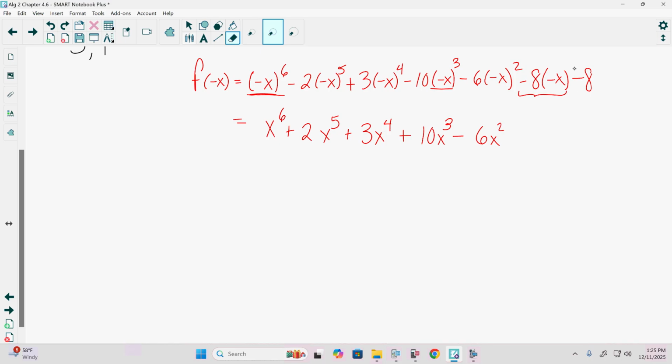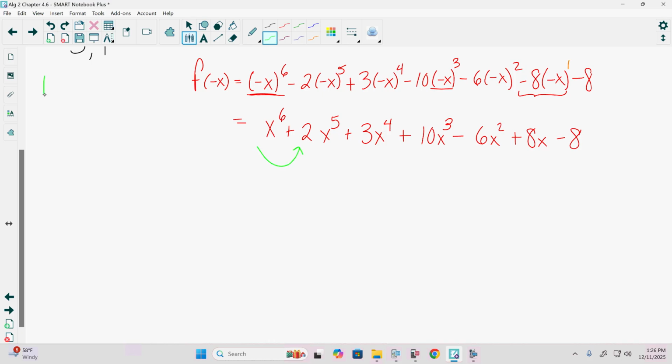Now the last one, it's not written, but the exponent's understood to be 1. So it is an odd power, so the sign is going to have to change. Since it is just x to the 1st, negative 8 times negative x is going to be positive 8x. And our constant term did not have a variable attached to it, didn't have a negative x put into it, so it's just going to stay negative 8.